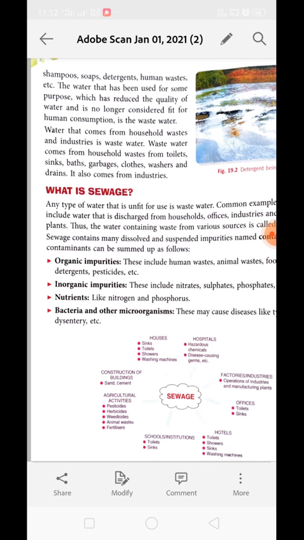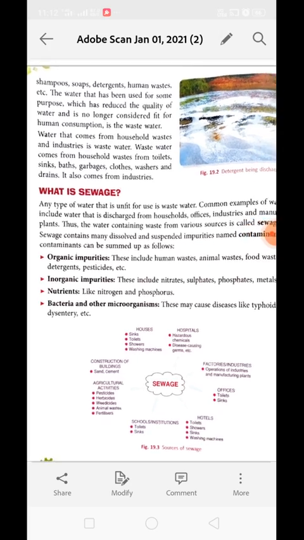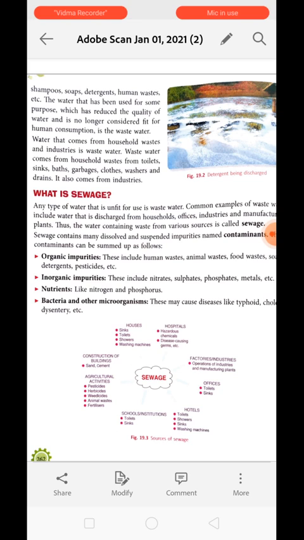The sewage contains many dissolved and suspended impurities, named contaminants. We call them contaminants because after consumption they can cause disease in a person. These contaminants can be summed up as follows. The first one is organic impurities. These include human waste, animal waste, food waste, soap, detergent or pesticide, etc. When these wastes are mixed into water, they are termed organic waste because they can be decomposed by microorganisms.